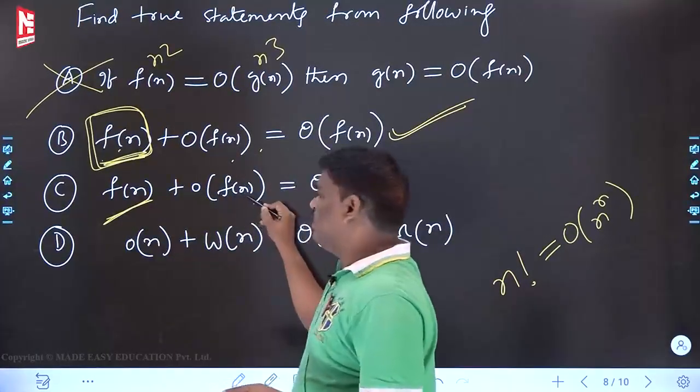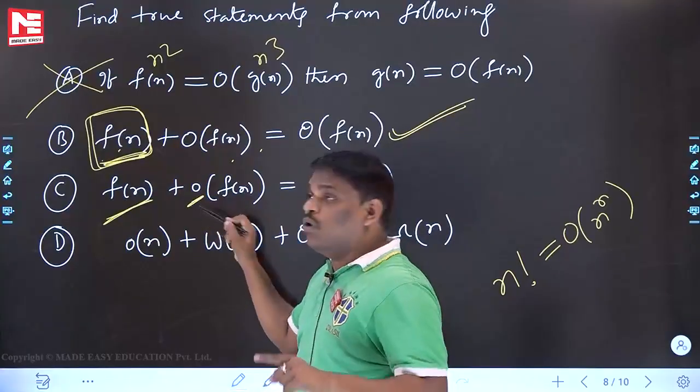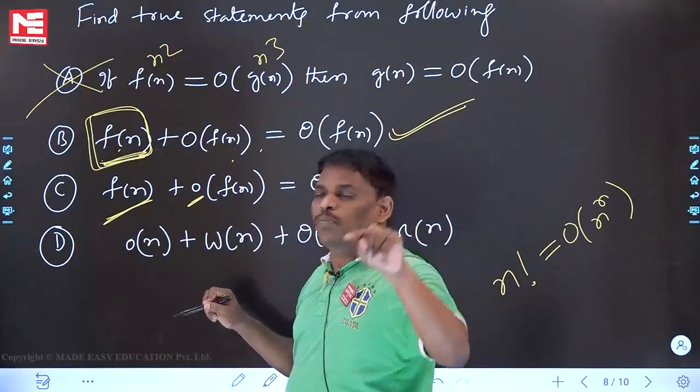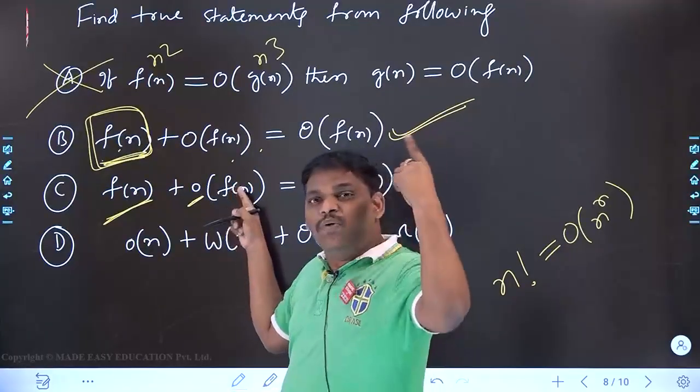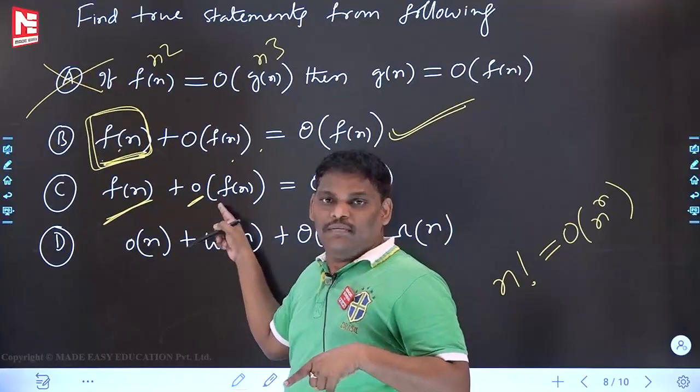But here the upper bound is given. Can you say which upper bound it is? Small o. What is the meaning? Strict upper bound. Can you help me now? What is the strict upper bound? Fn. If the strict upper bound is Fn, who is the actual here?